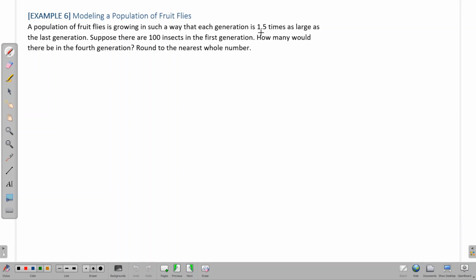Okay, so the first giveaway, how to do this problem, is the fact that it says that each generation is 1.5 times as large as the last generation. Those words right there indicate that we are dealing with a geometric sequence.